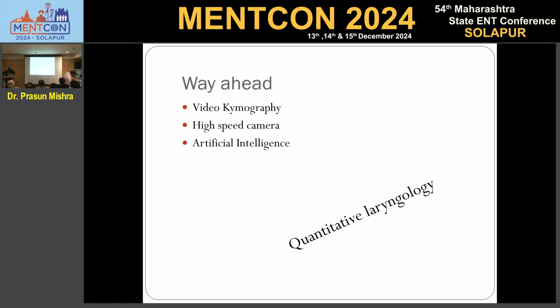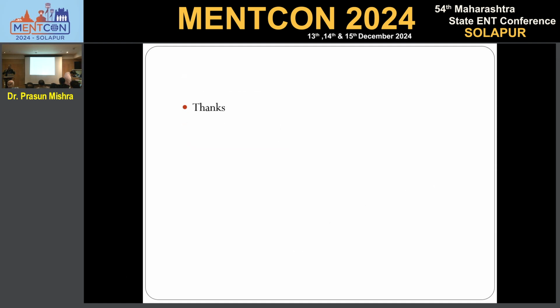So obviously somewhere there is kymography, and a high speed camera is always there, and that is all that I had to say for stroboscopy. Any questions I would like to take about stroboscopy?